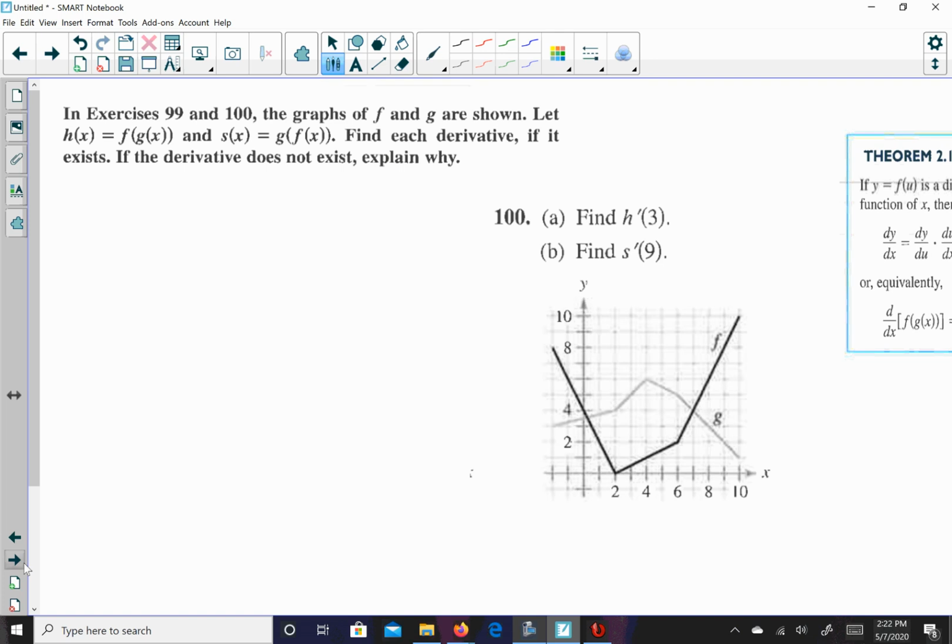Okay, number 100. Here we go. So this one you're asked to find, you're using this graph, so you don't have the functions, and it's asking you to find the derivative, and they're telling you h of x is f of g of x, and s of x is g of f of x, and they're asking you to find the derivative using this picture, and then if it doesn't exist, because there's some places where the derivative doesn't exist, like here, I can't take the derivative there.